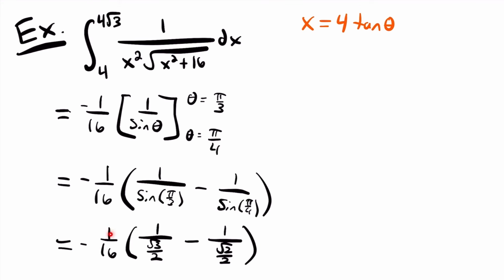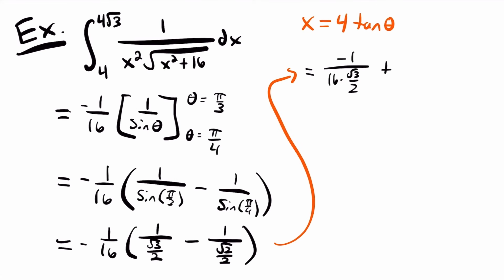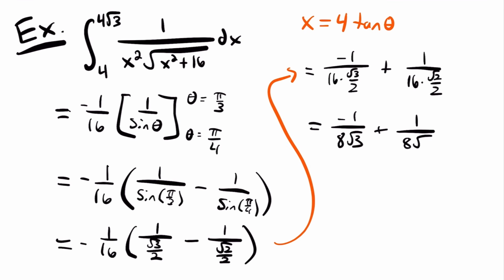And then if we multiply negative 1/16 by each of these terms, then we will have that this is equal to negative 1 divided by 16 times the square root of 3 divided by 2 plus, because we have two negatives multiplied together, so it becomes positive, 1 divided by 16 times the square root of 2 divided by 2. And then 16 divided by 2 is 8, and so that's going to happen over here as well. So this is equal to negative 1 divided by 8 times the square root of 3 plus 1 divided by 8 times the square root of 2.